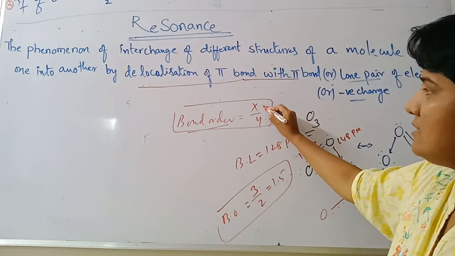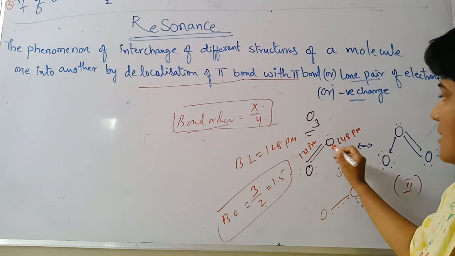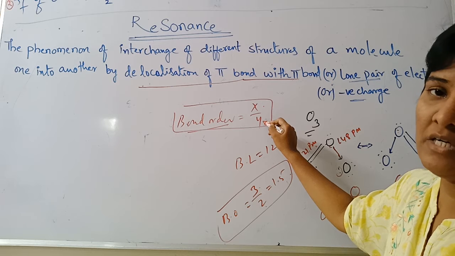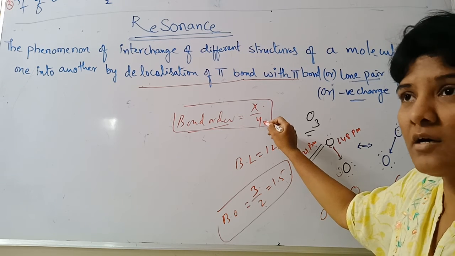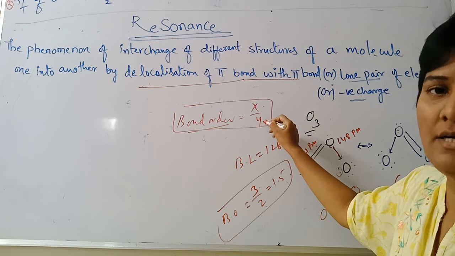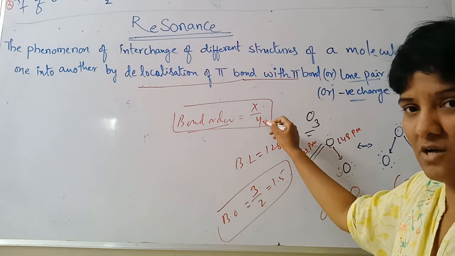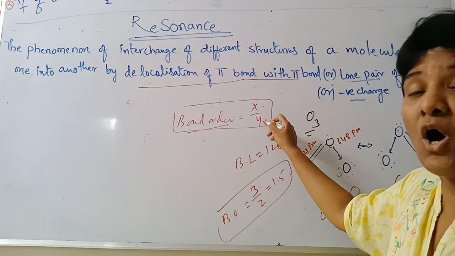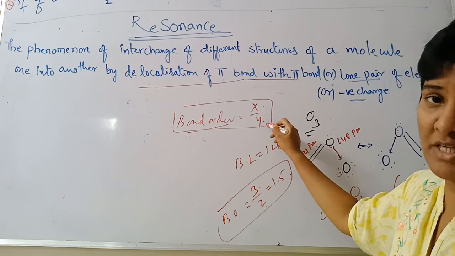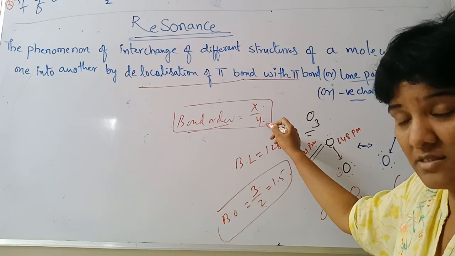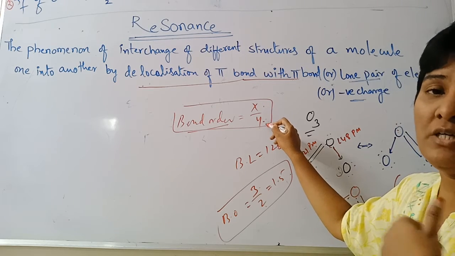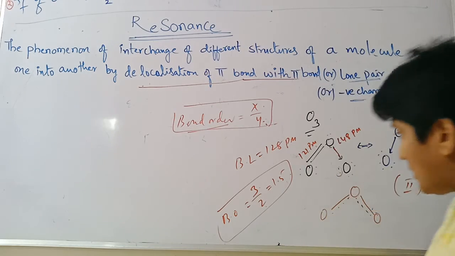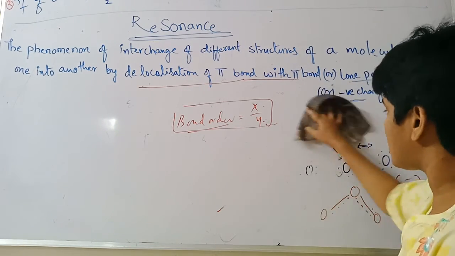Where X is the number of bonds around a certain atom in a molecule and Y is the number of resonance structures, also called canonical structures. But for easy understanding, in case of oxo anions, for Y, the number of resonance structures, we can take the number of oxygens. So we'll see what oxo anions are.